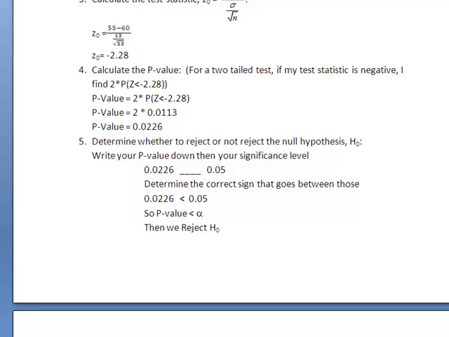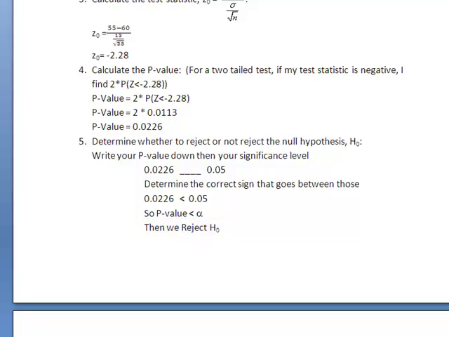So now we have to determine whether we're going to reject or not reject the null hypothesis. So I write down the p-value, which we just calculated as 0.0226, and our significance level, which is 0.05. What's the sign that should go in between those two? The less than sign, because 0.0226 is less than 0.05. So that means our p-value is less than alpha. And remember, last time I told you, if the p-value is less than alpha, we will reject the null hypothesis.